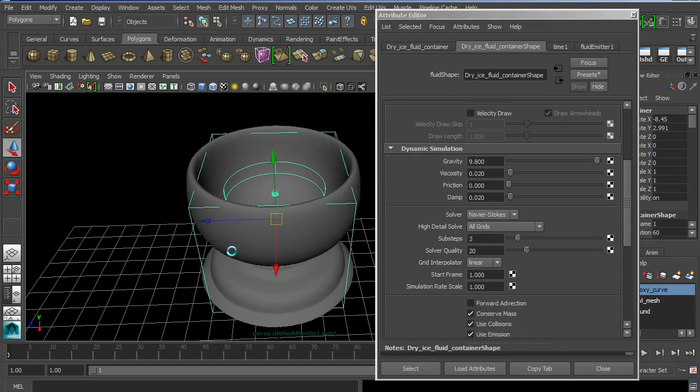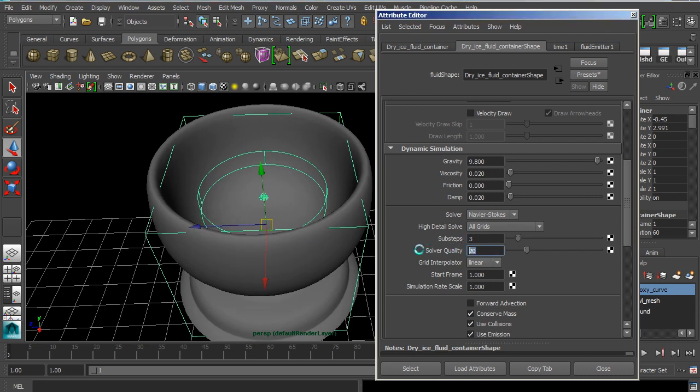Now for the solver quality, I like to go for maybe 60. The reason why I'm doing this is because I want the dry ice to be a little bit more incompressible, so that when the dry ice falls upon each other, they build up pressure and try to push themselves a little bit forward. So I think a solver quality of 60 will be a good start.